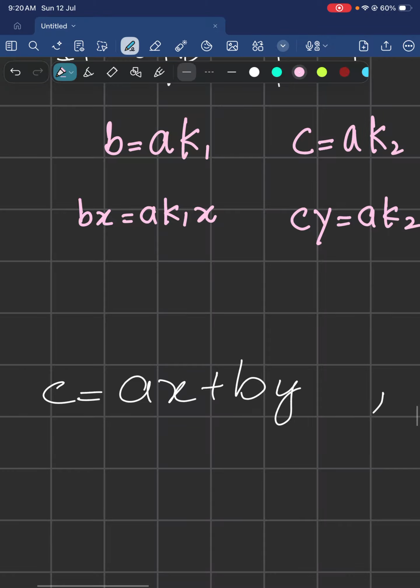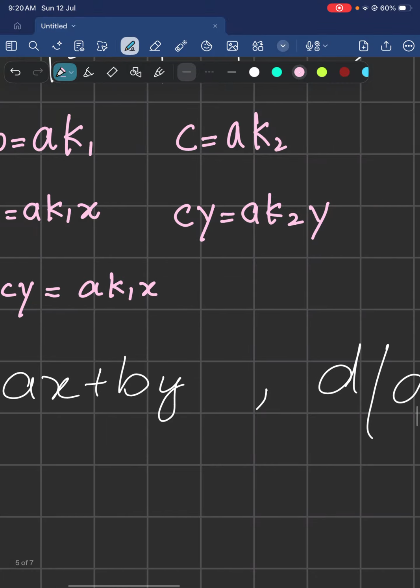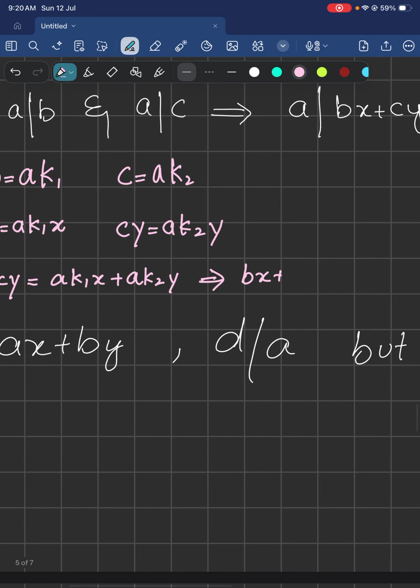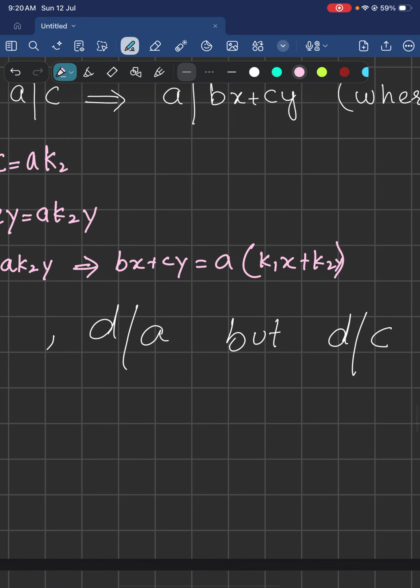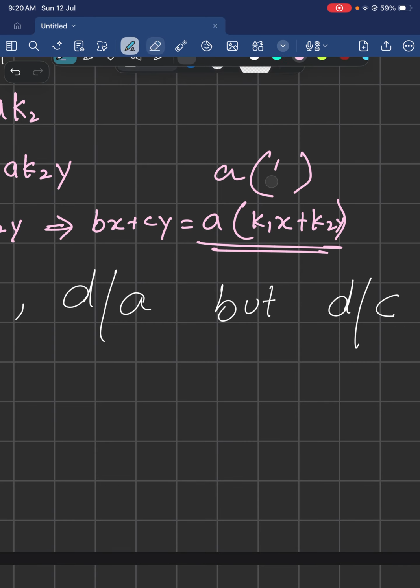So now when we try to add both, you get Ak1x and then you get Ak2y, right? And then the summation would be a multiple of A, bx plus cy. If you take A common, you get k1x plus k2y, okay. So you can see that A is a multiple. You can let it be L.